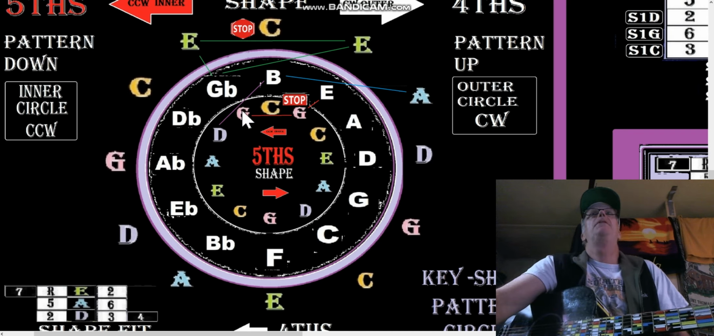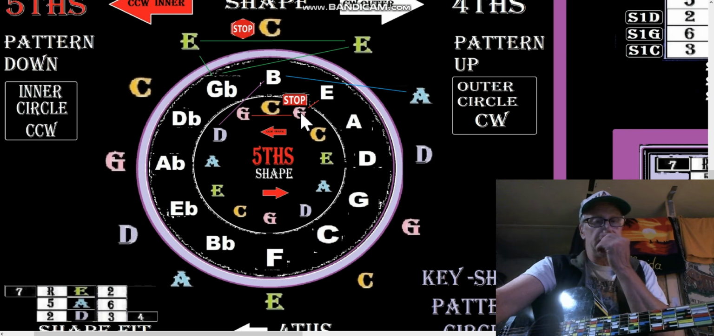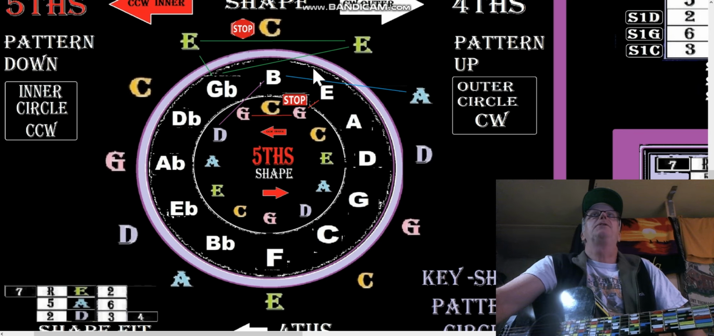That worked from there. The problem is if you started on the E and wanted to go to the B, you wouldn't be going to the C shape. From the G shape, the fifth of the G shape, remember in the word CAGED, we're going to skip a letter, is D shape. So I had to throw that out.